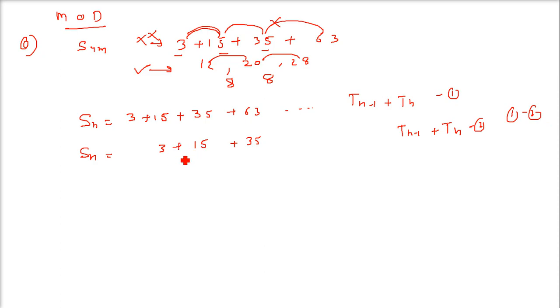So what do we get? Sn minus Sn is 0. Here 3, let us assume this is 0, so 3 minus 0 is 3. 15 minus 3 is 12. 35 minus 15 is 20. And then we have 28. And then we go up to Tn minus 1, and finally you have Tn.